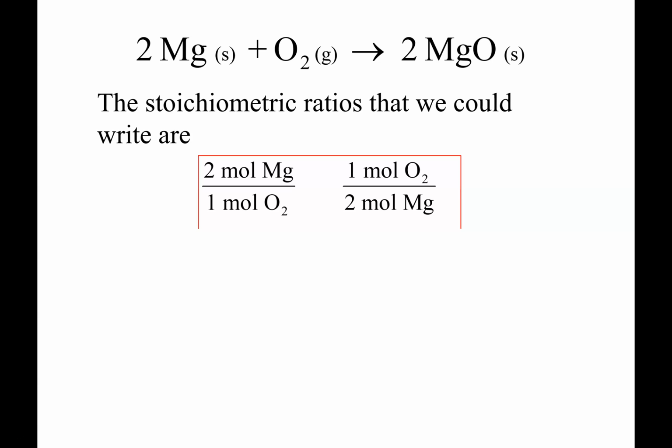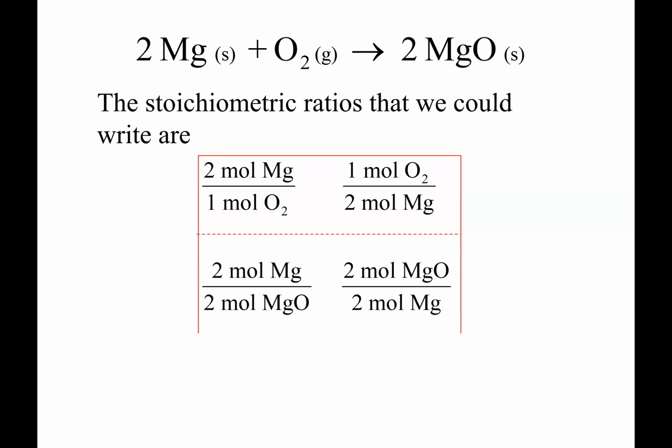And depending upon what we knew and what we were trying to get to, we would use one of these 6. So for instance, we could say, relatively speaking, 2 moles of magnesium will react with 1 mole of oxygen molecules. We could say that 1 mole of oxygen molecules reacts with 2 moles of magnesium atoms. Those are the inverse of each other.